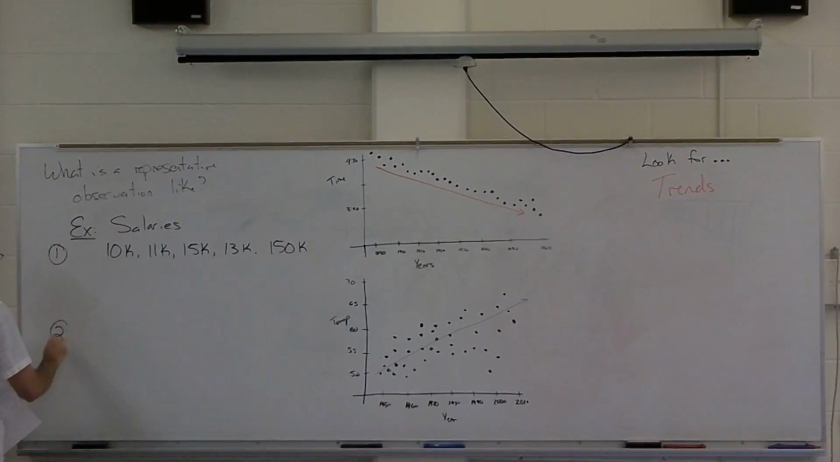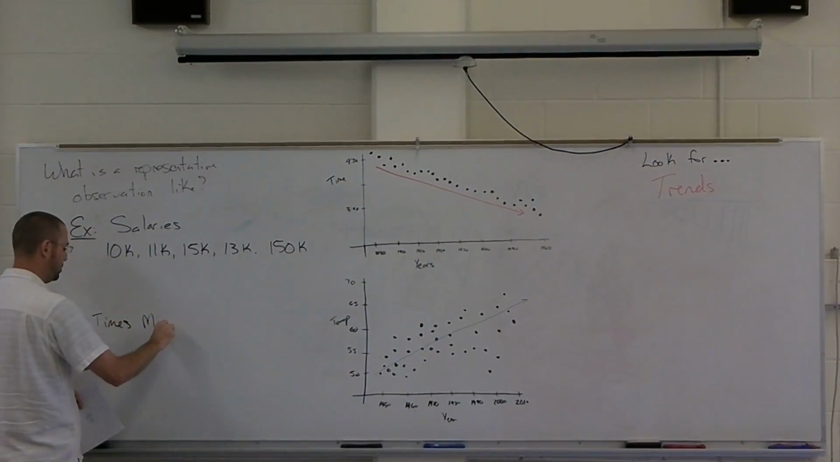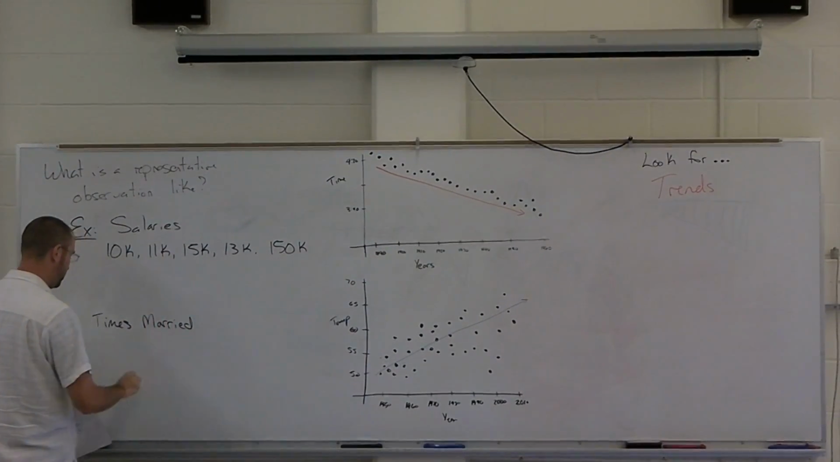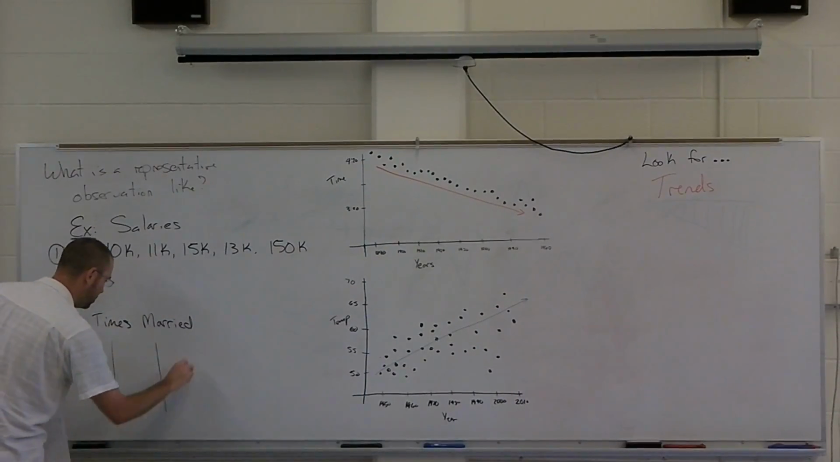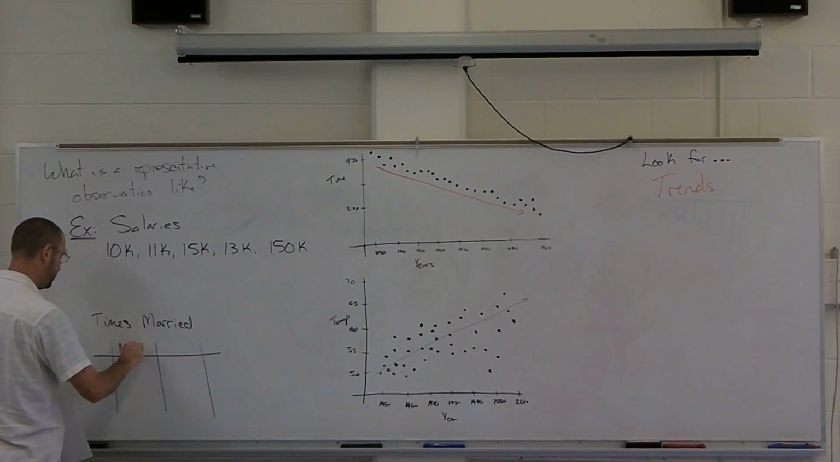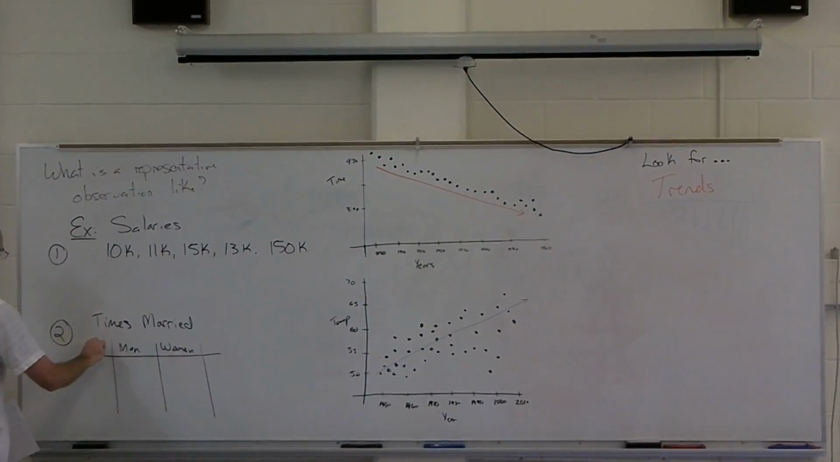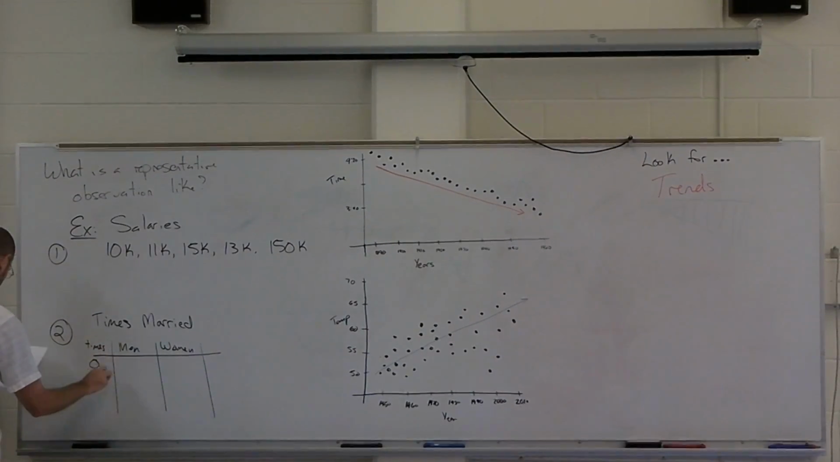Our second example is the number of times married for men and women. Zero.